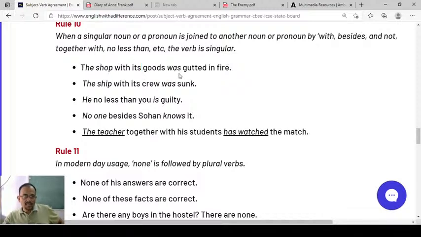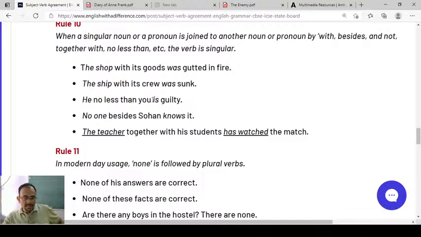The shop was gutted in fire, with its goods. There is goods, but goods is not considered here. It is shop. The verb will agree with shop, which is singular. The ship, here the verb will agree with the ship.